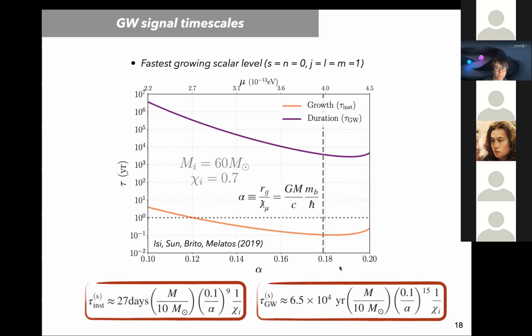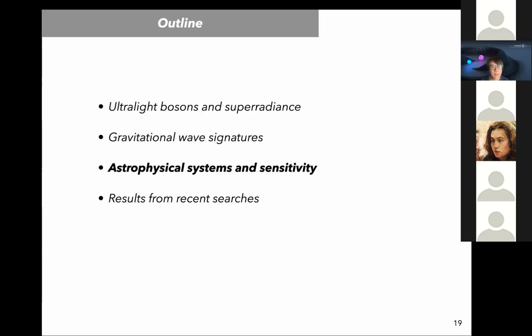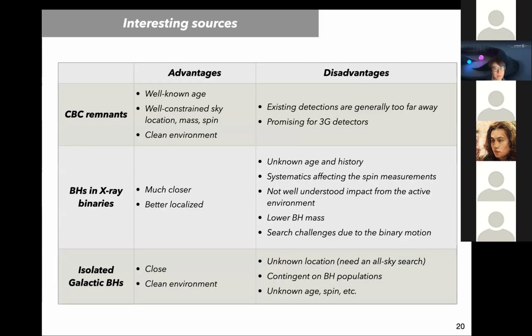Okay, so this is the overall picture about how gravitational waves are generated and what parameter space we are interested in. And next we can take a look at the typical astrophysical systems we usually want to search and our sensitivity. That can mainly be divided into 3 categories, and they all have different advantages and disadvantages. So I'll briefly go through them one by one.